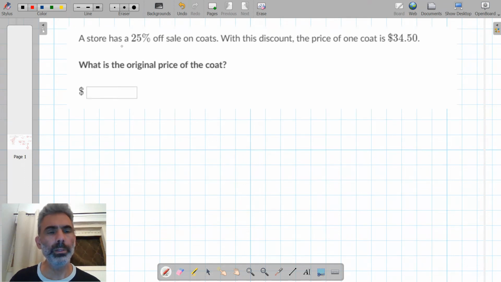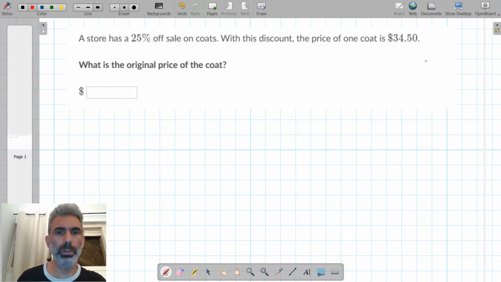A store has a 25% off sale on coats. With this discount, the price of one coat is $34.50. What is the original price of the coat?